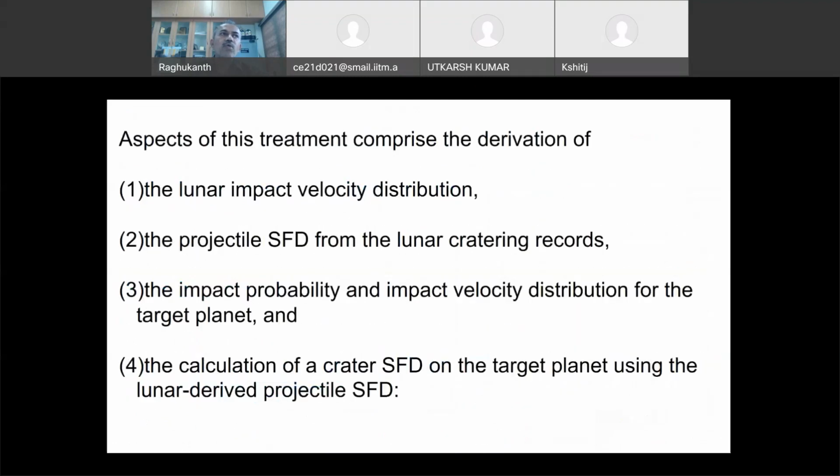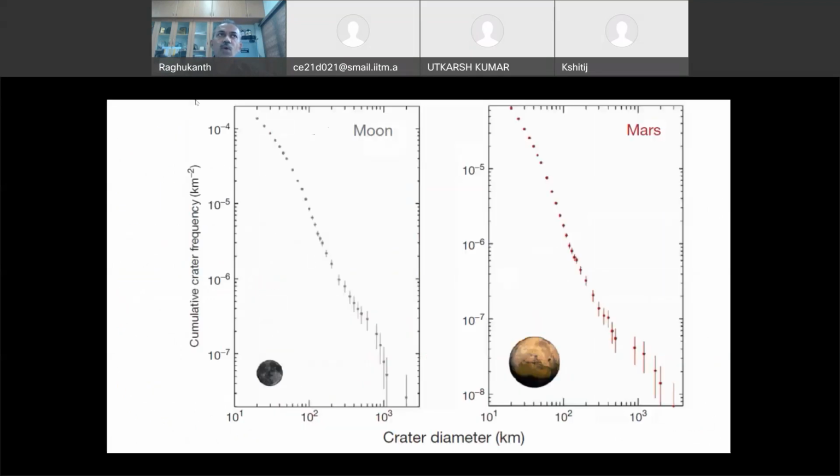Now you have to find out what the impact velocity distribution on the Moon was, because your crater depends highly on the velocity and the size of the diameter and so many things. So the impact velocity has to be found out. Once you know this, then the projectiles. Whatever graphs I showed you are for the craters, the crater size versus crater frequency. What we have to find out from this graph is the frequency distribution of the projectile, that is the impactor itself, or the asteroid.